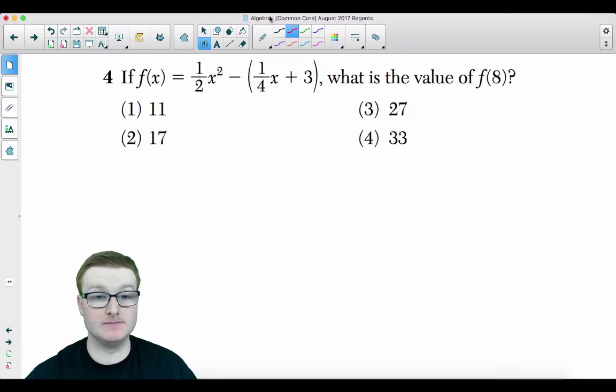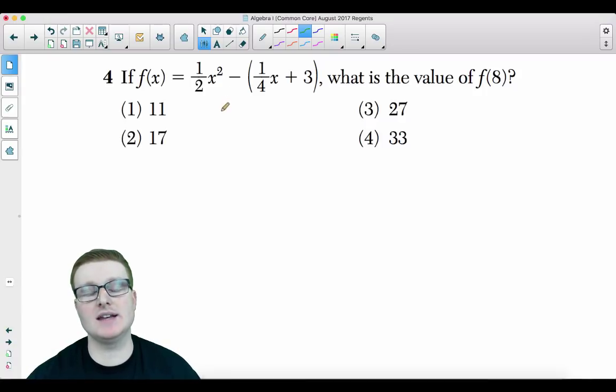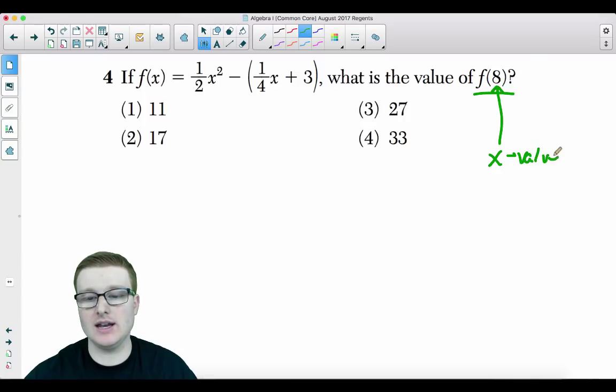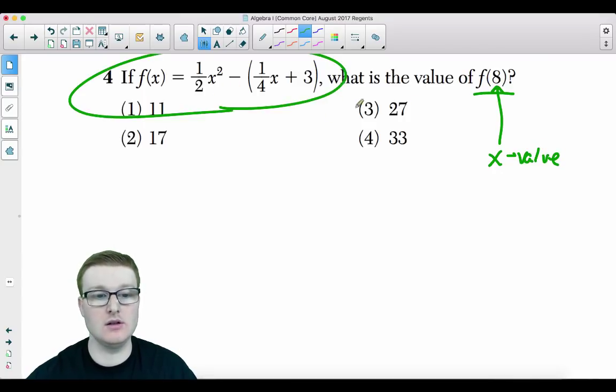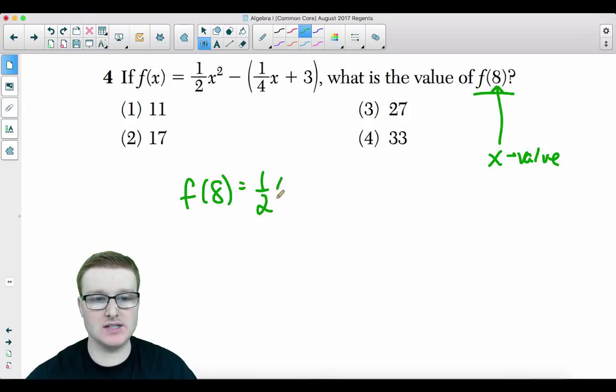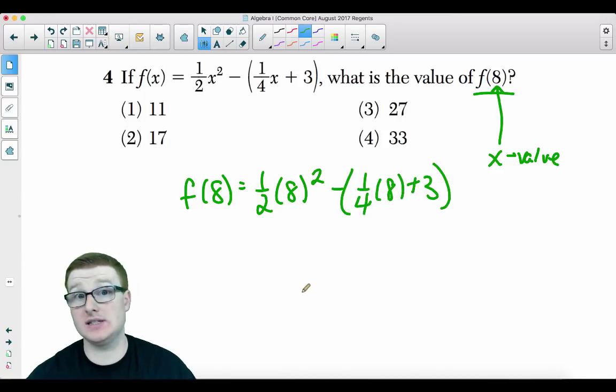All right, moving on to number 4. If f of x is equal to 1/2 x squared minus, in parentheses, 1/4 x plus 3, what is the value of f of 8? Essentially what they're saying here is take that 8, which is your x value, and plug it into that and see what you get. Okay, that's not too bad. So we have f of 8 is equal to 1/2 times 8 squared minus, in parentheses, 1/4 times 8 plus 3. All right, let's go ahead and simplify this.